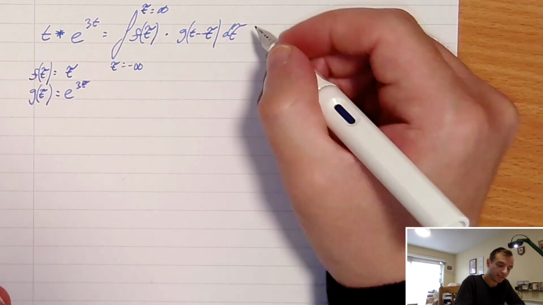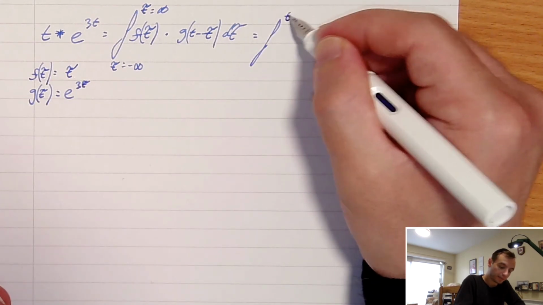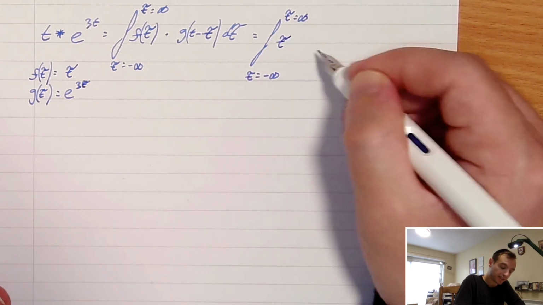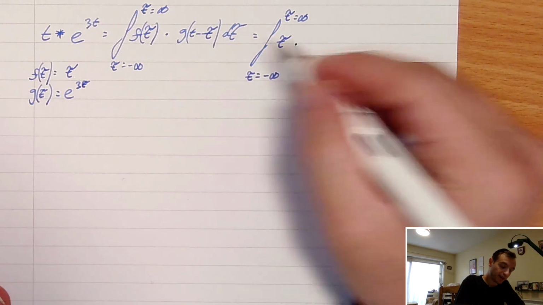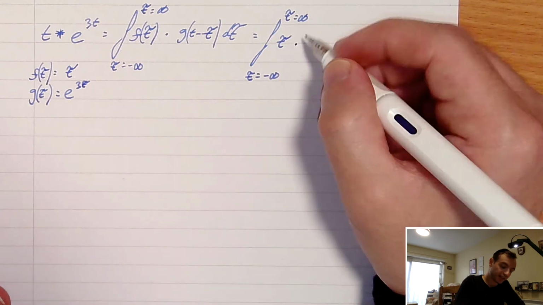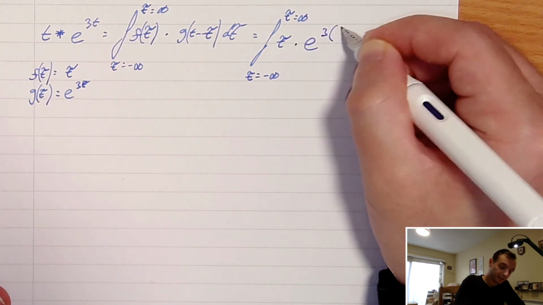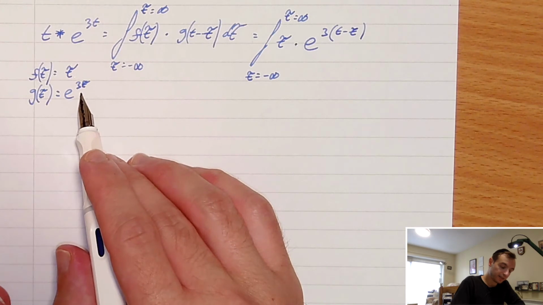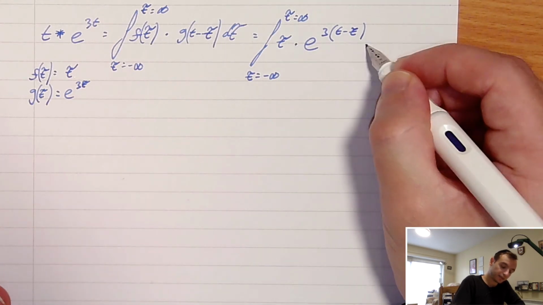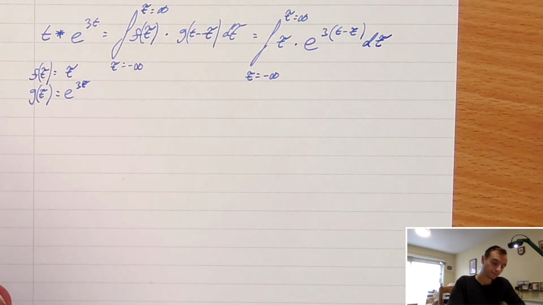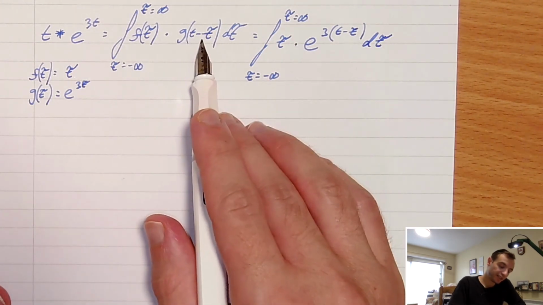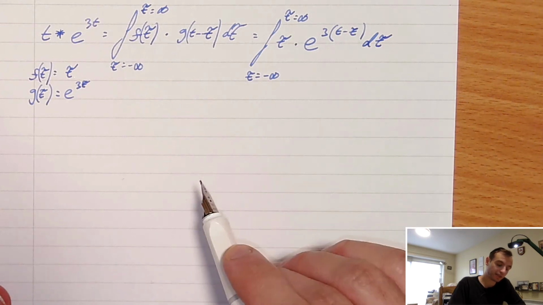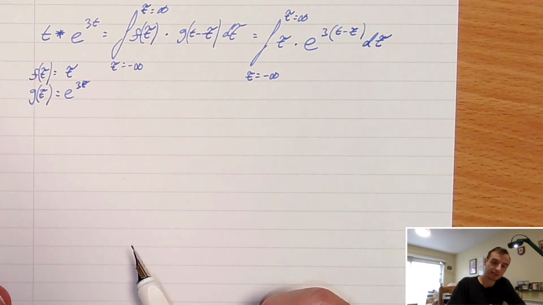So we can say that this is going to be equal to between tau equals minus infinity and tau equals infinity of f of tau, which is tau, dot g of t minus tau. Well, if g of tau is e to the 3 tau, then it's e to the 3 t minus tau, d tau. Is that correct? Yeah, that looks good. Because if that was g of t, it would just be e to the 3t, and then you just replace t with t minus tau, whatever the argument is. So yeah, that's fine. So let's proceed with this integration.